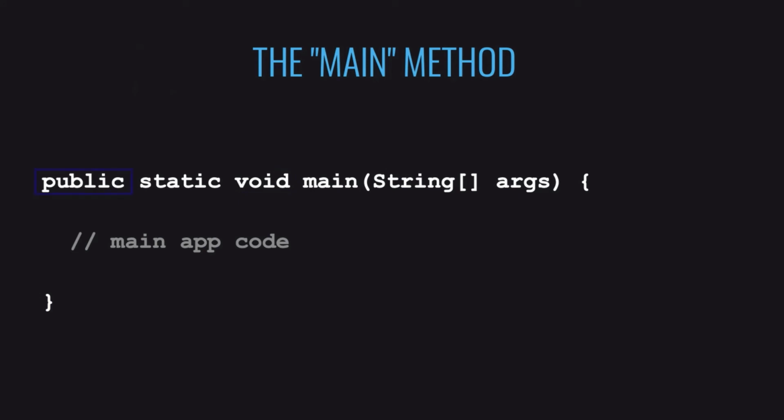Right at the very front, we can see it's public. That means that anybody can call it, which is useful if you want other classes to be able to kick off the program. But in general, you don't really care about that, but nevertheless, it's public. It makes sense for it to be public because it's the main method.